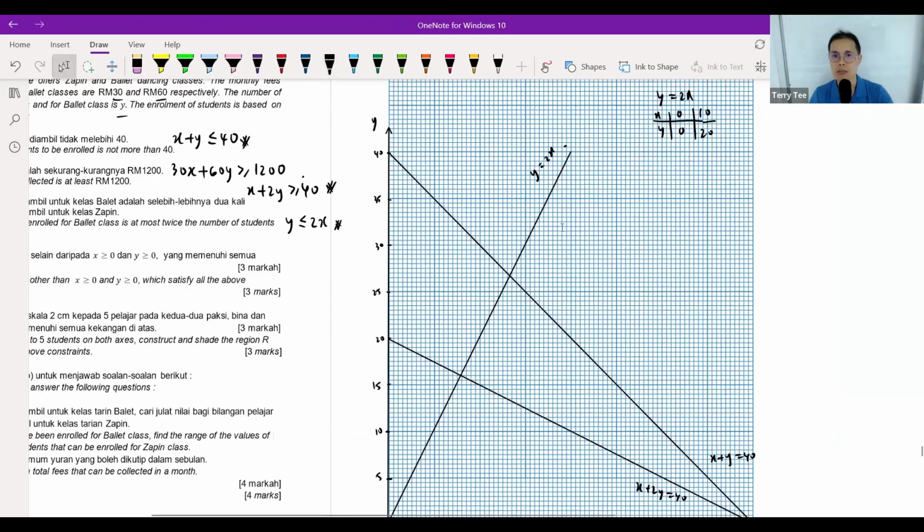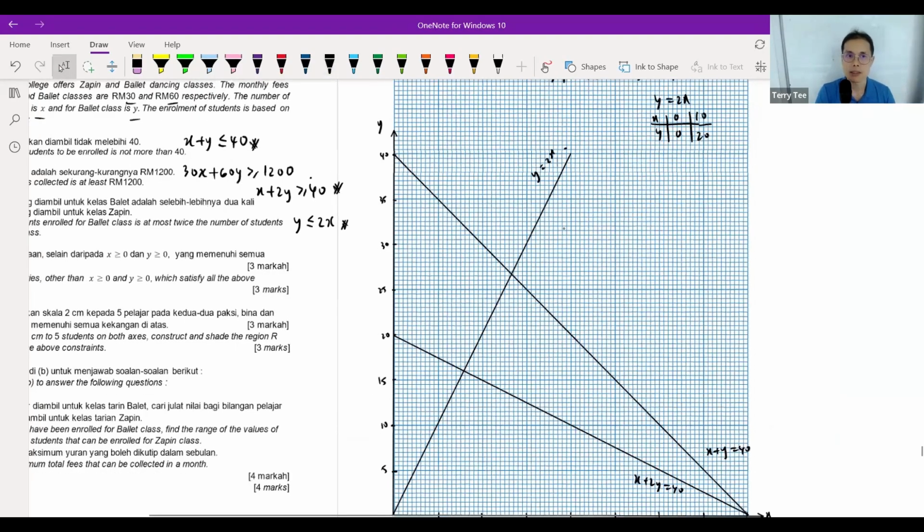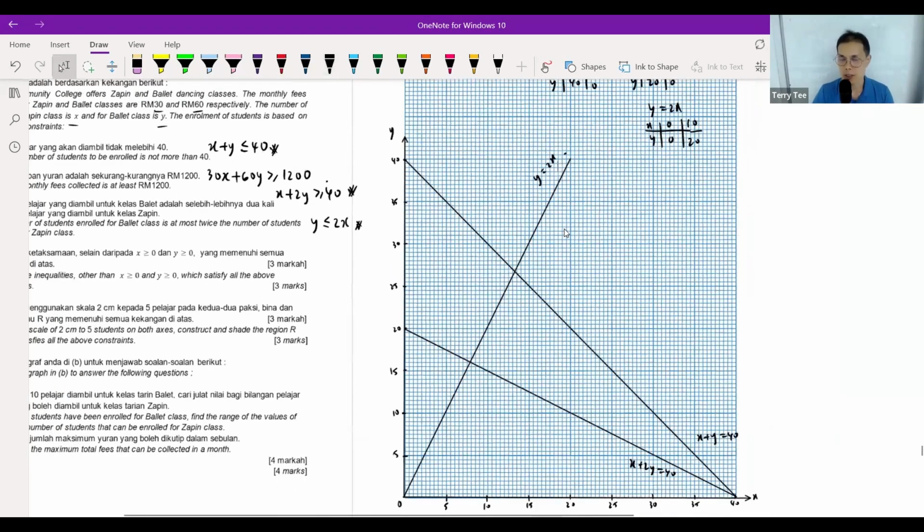Now you shade the region based on these three inequalities. Number one, x plus y less than or equal to 40, so I know it's below. Below can be here, can be here. Then x plus 2y more than or equal to 40. More than 40 can be here, can be here. So it's quite clear, there are two possibilities. Third one, y less than or equal to 2x, that means it's below here. So we know it's actually inside this triangle here. Shade the region. This part you can erase, you don't need this, and label it R.